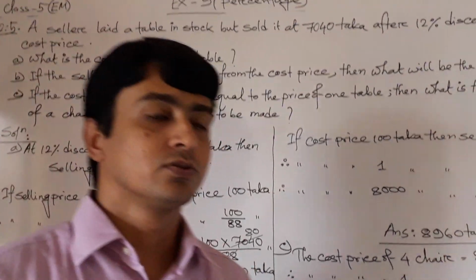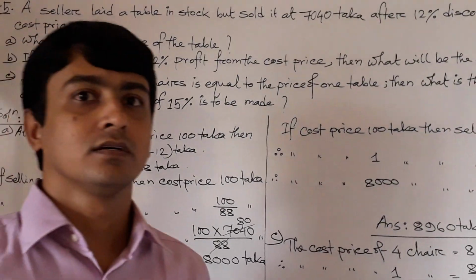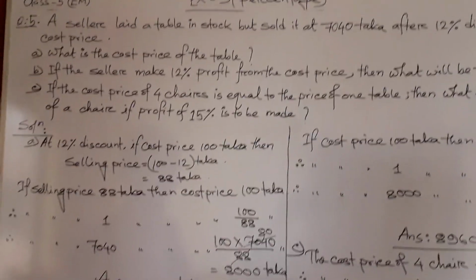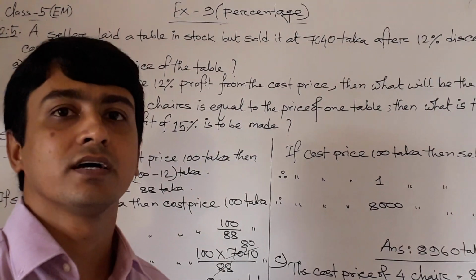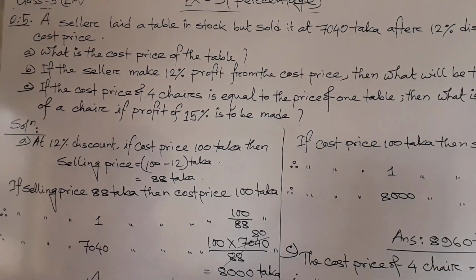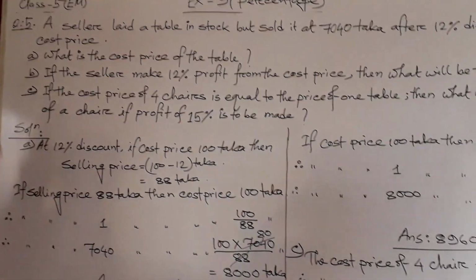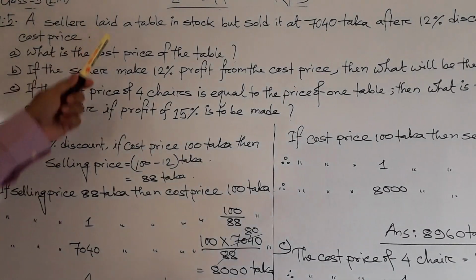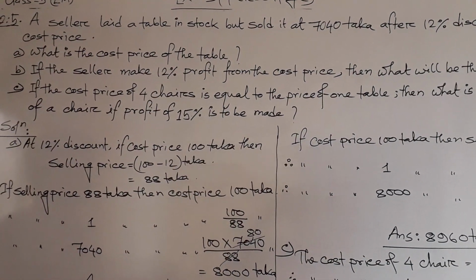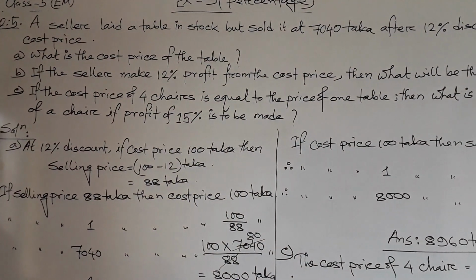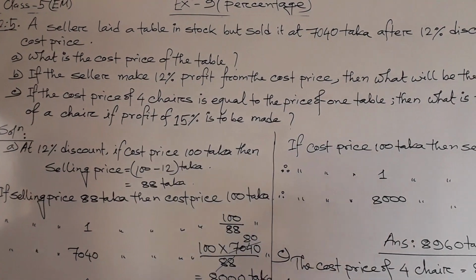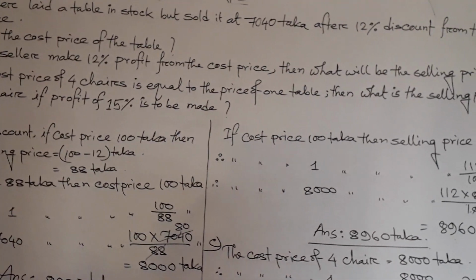Dear student, today we discuss another two creative questions, question number 5 and 6 of percentage. Now, question number 5. A seller laid a table in stock but sold it at 7,040 taka after a 12% discount from the cost price.